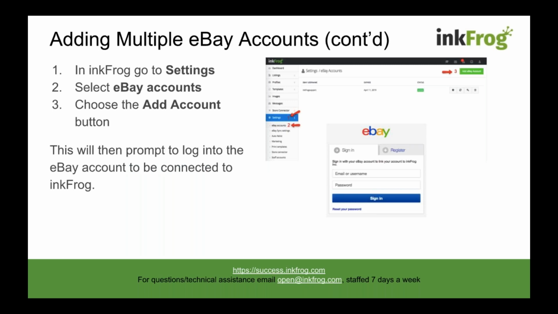When you're in the inkFrog account, on the initial setup, as you have probably all gone through already, the very first step will take you to connect at least one eBay account. Then going forward, should you have additional eBay accounts that you want to add, you'll go into your settings, select eBay accounts, and choose the Add Account button. Then, extremely similar to how you signed up with inkFrog, it will take you through the eBay login process for your existing eBay account. Once that's completed, you'll see all your separate eBay accounts listed here.